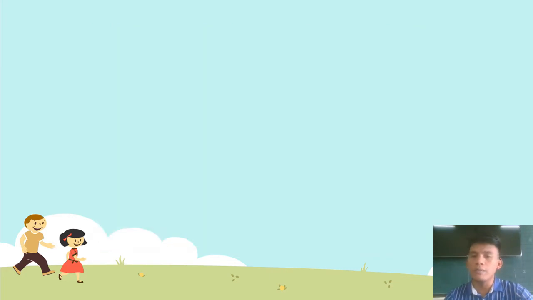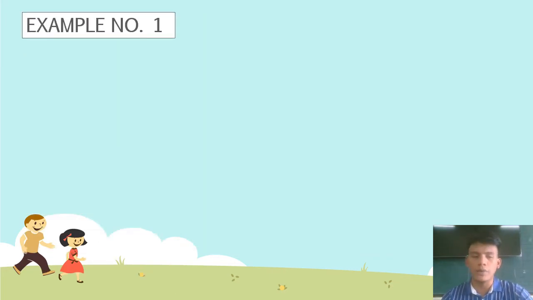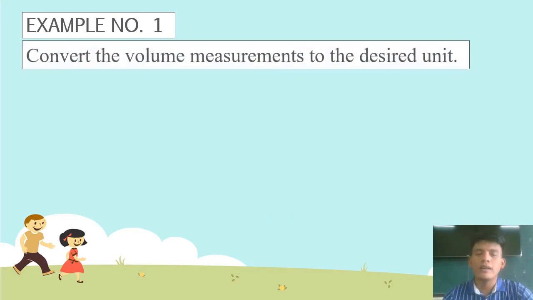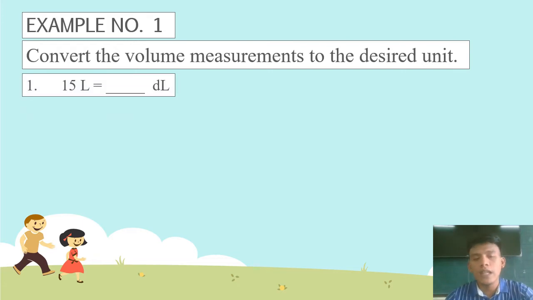I will give you an example for metric to metric units. Example number 1. But before we go on, when we say volume, it's the amount of three-dimensional space an object occupies. That's the volume. Convert the volume measurements to the desired unit. 15 liters, how many deciliters in 15 liters?